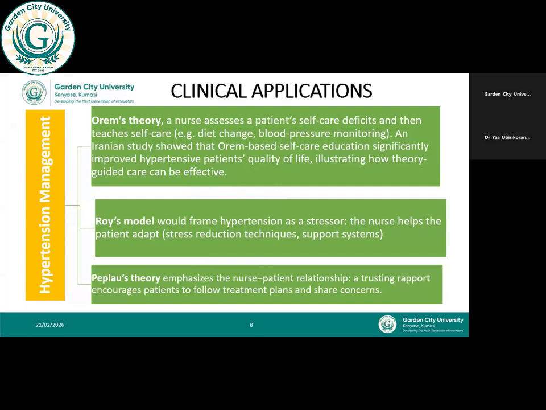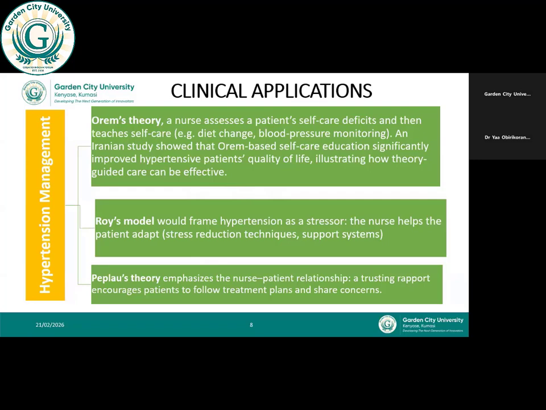Okay, our patient is hypertensive. So if we are applying a theory, and here I have three theories: Orem's self-care, Roy's adaptation, and then Peplau's interpersonal relationship theory, that we are applying to the management of hypertension. Now, this is just aspects of it.